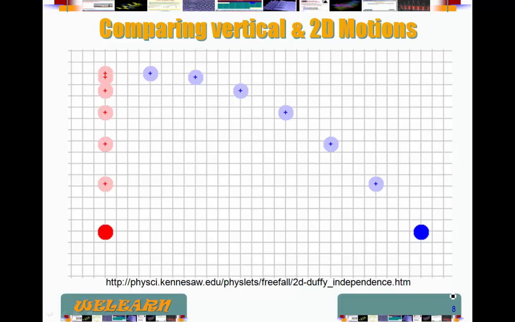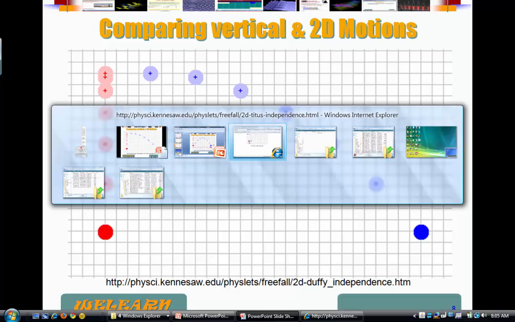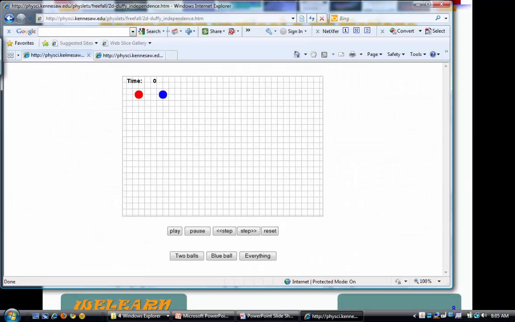Let's look at this a little closer. Consider this simulation. Okay, I'm going to pull it up. Here we are. What we have here is two balls, a red and a blue, and we are using a simulation so we can observe how they move. Okay, let's play it first.